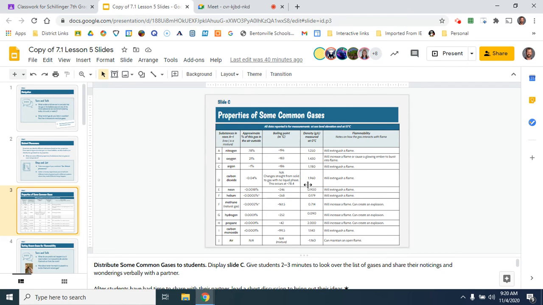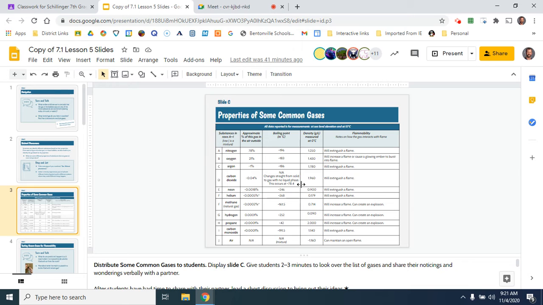which is the third slide down here. And these are the most common gases that are in our atmosphere and even around us. We have nitrogen. 78% of our atmosphere is nitrogen. It has a boiling point, or it turns into gas, at minus 196 degrees Celsius.